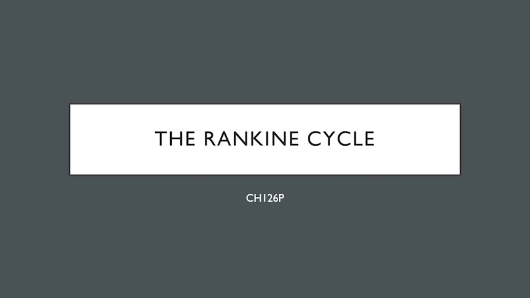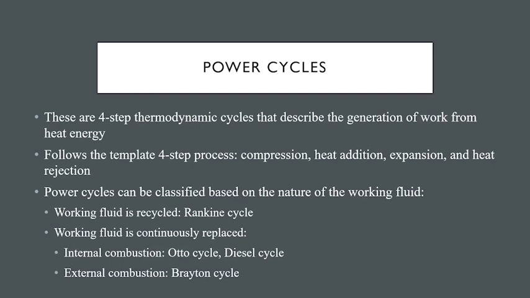The Rankine cycle is one of the many thermodynamic cycles that involves the generation of power from heat. Let's begin. The Rankine cycle is part of a family of cycles called power cycles. Power cycles are four-step thermodynamic cycles that describe the generation of work from heat energy. These power cycles follow the template four-step process, that is compression, heat addition, expansion, and heat rejection, just as we have discussed for heat engines. However, power cycles can have different conditions for the four-step processes compared to that of a simple heat engine.